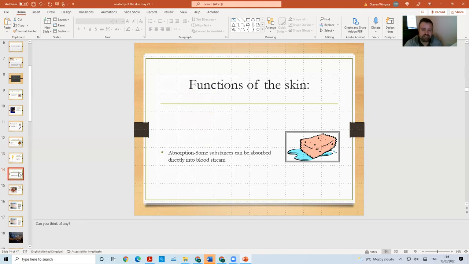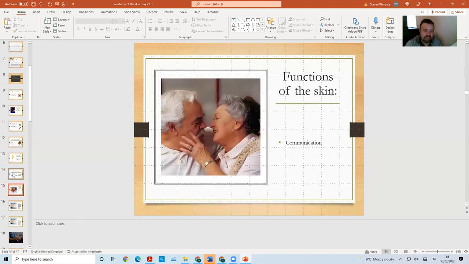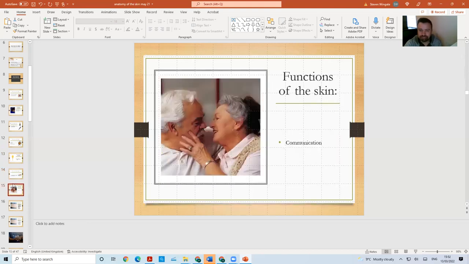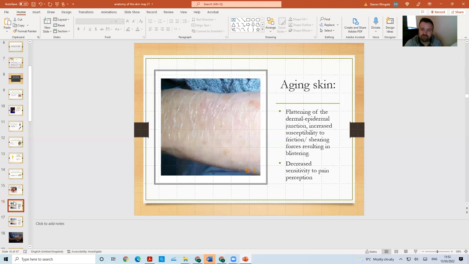Part of the function of the skin as well is absorption, and some substances can be absorbed directly into the skin. We know that because we have topical creams. So we can absorb directly through our skin into our body. Part of the function of our skin is also to communicate to our body, through the effects of heat or cold, through pain and sensation, that something isn't right.